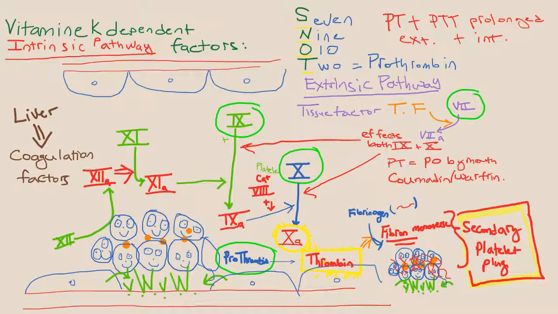So both the PT and the PTT will be prolonged when vitamin K is brought into the picture. And when you want to prevent things like DVTs and PEs, you'll use warfarin, heparin, and Coumadin, because you want to prevent the extrinsic and intrinsic pathways from cascading out of control. You're going to look at the PT, the PTT, and or the combination, which encompasses the INR, which we spoke about having a range of 2 to 3.